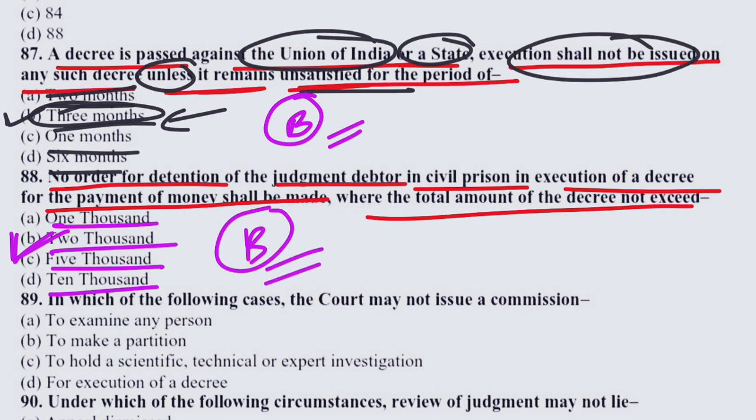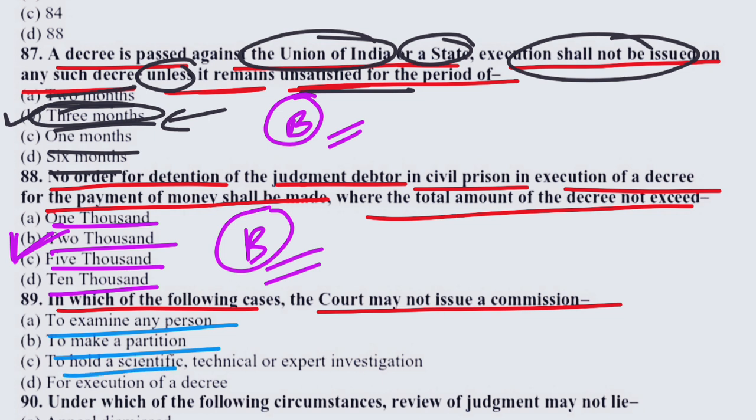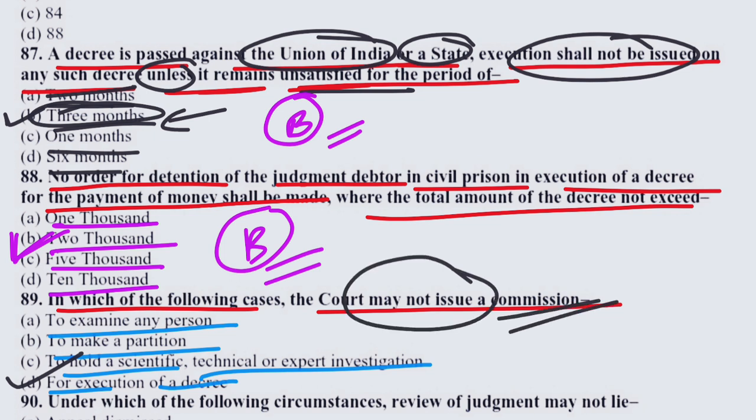Okay, so now to next question. Next question is, in which of the following case the court may not issue commission? Options are to examine any person, to make a partition, to hold a scientific, technical or expert investigation, for execution of a decree. So in this case the correct option would be option D. In execution of a decree, the court may not issue a commission. So in this case, option D would be the correct answer.